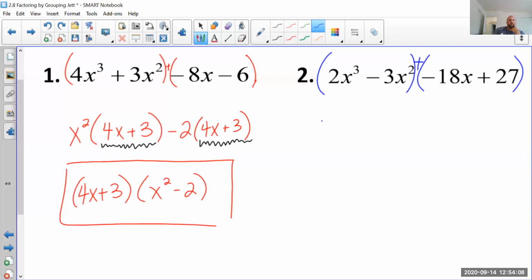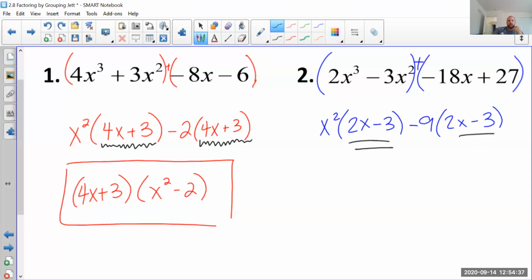Okay, factor an x squared out of the first group. Leaves me 2x minus 3. I'm going to factor a negative because I don't want this negative to be my leading coefficient here. So I'm going to factor a negative 9 out of the second group, which is also going to leave me 2x minus 3. I should notice both of these have 2x minus 3. So I'm going to pull that out front. And it leaves me with x squared minus 9.